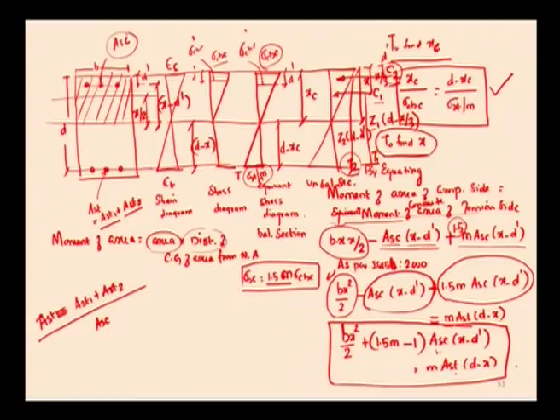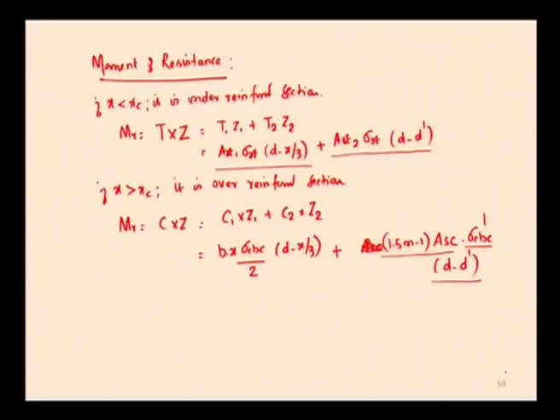So, this is the expression for finding out the depth of neutral axis, and using this we conclude that if x is less than xc, it is an under reinforced section. So, the moment of resistance is T into Z, that is T1 into Z1 plus T2 into Z2. Ast1 into sigma st into d minus x by 3 is the moment of resistance of the balanced or singly reinforced section. Ast2 into sigma st into d minus d dash is the moment of resistance to balance the compression reinforcement due to the additional tensile reinforcement.